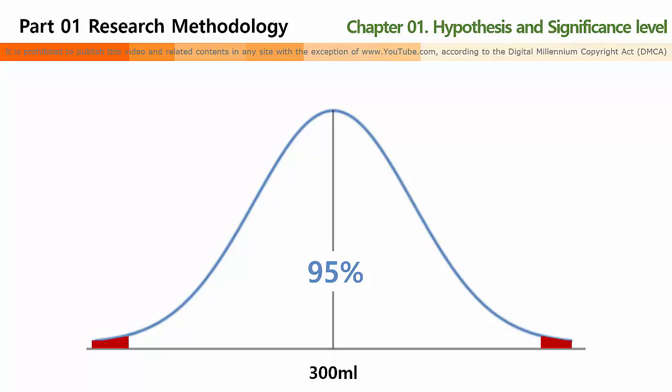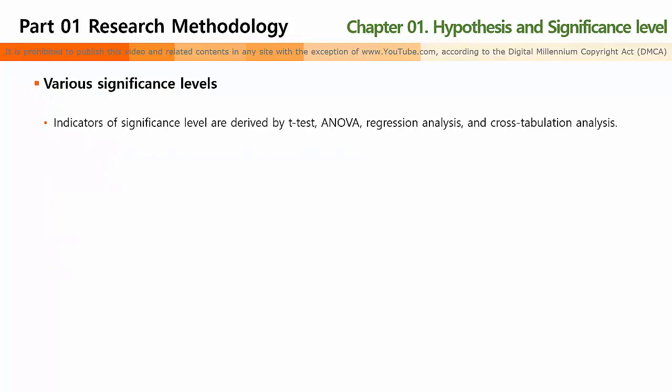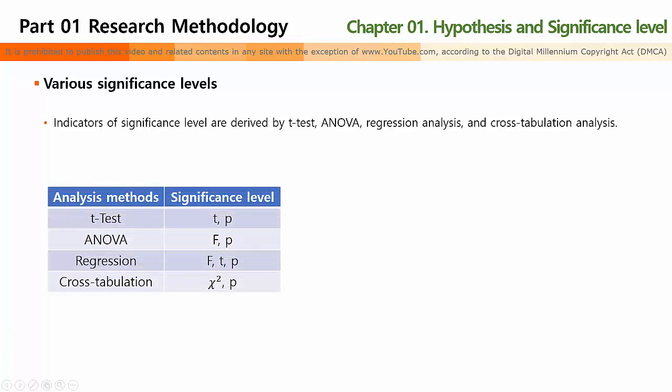If the analysis result is p equals 0.03, p less than 0.05, the research hypothesis is adopted and the null hypothesis is rejected. On the contrary, p equals 0.07, p greater than 0.05, the alternative hypothesis cannot be adopted and the null hypothesis is maintained. Future videos will have various values along with the p-value. These are also significant. T-value, F-value, and chi-square value are calculated.